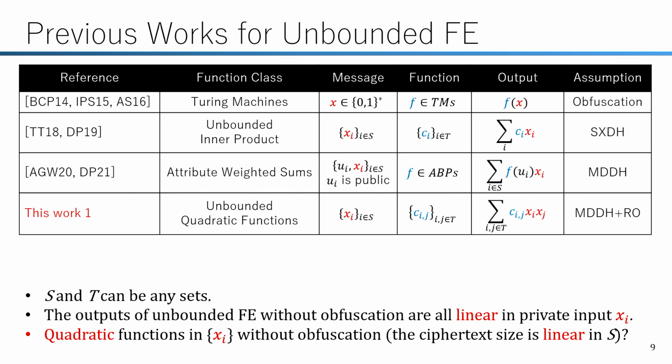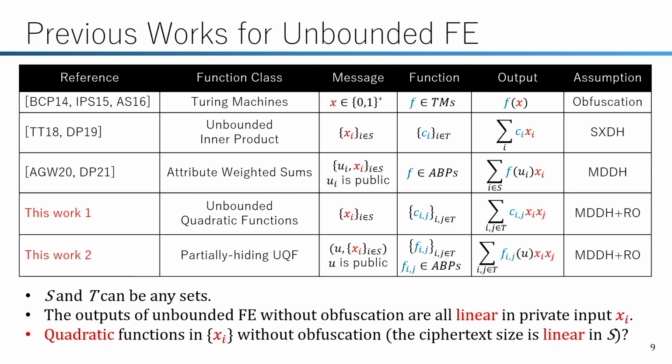Our first result is the construction of unbounded quadratic functional encryption. In this scheme, functional keys are associated with the coefficients of quadratic functions, and decryption reveals the quadratic function over the message. Our scheme is based on pairing groups and is secure under the MDDH assumption and the random oracle model.